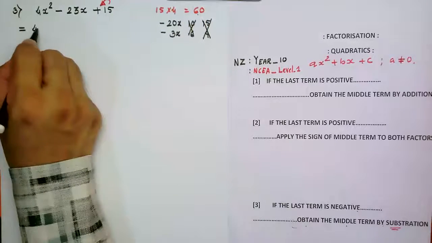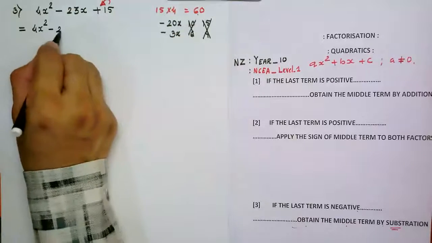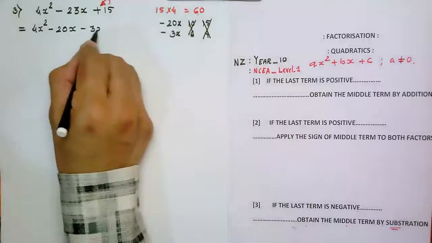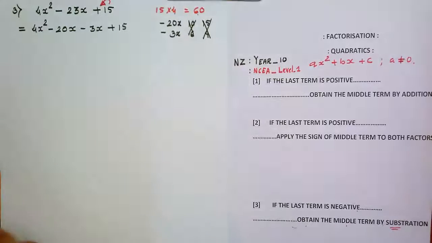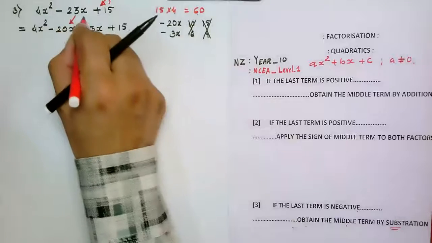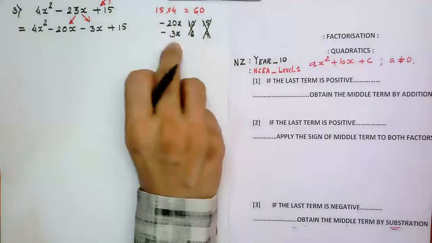4x squared, this minus 20x, minus 3x, plus 15. See what I did actually. I have replaced this 23 by factors. This 20 and 3 are 23.